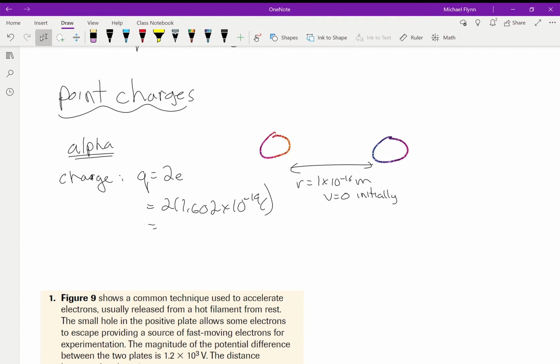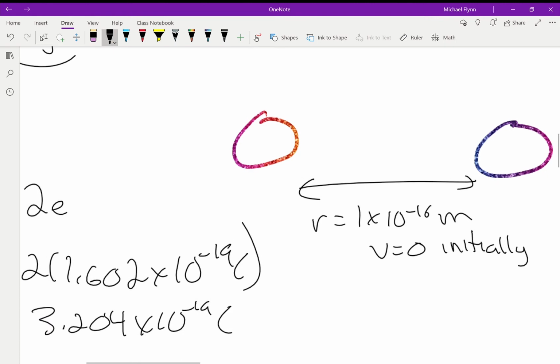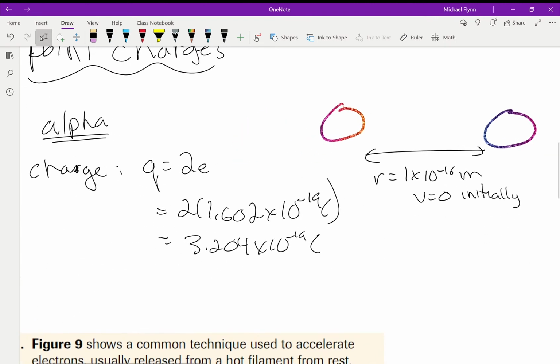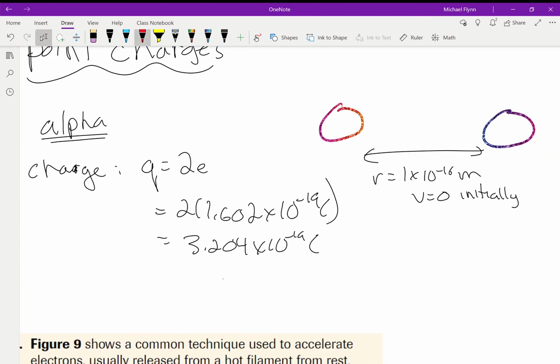Okay, get my calculator. All right, so 2 times 1.602 times 10 to the negative 19 equals 3.204 times 10 to the negative 19 coulombs, okay? Now, that's their charge, so they're both positive, right?